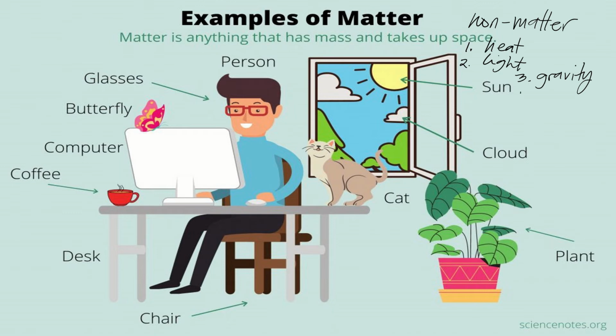Number 4, air. Because without air, the cat would die, and the person too. The 5th one, when the cat meows, or the PC makes a sound, or the person plays music, sound. These are only a few of the non-matter that can be observed or rationalized in this image.